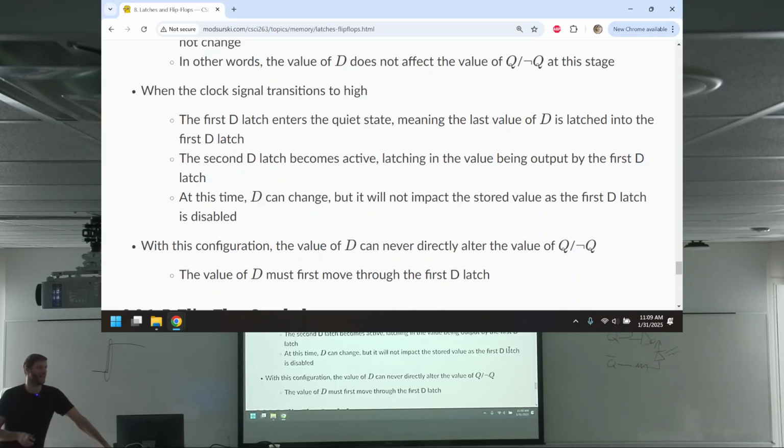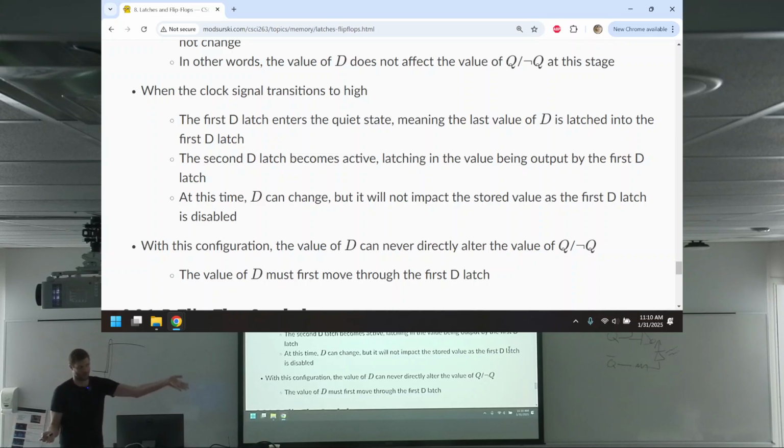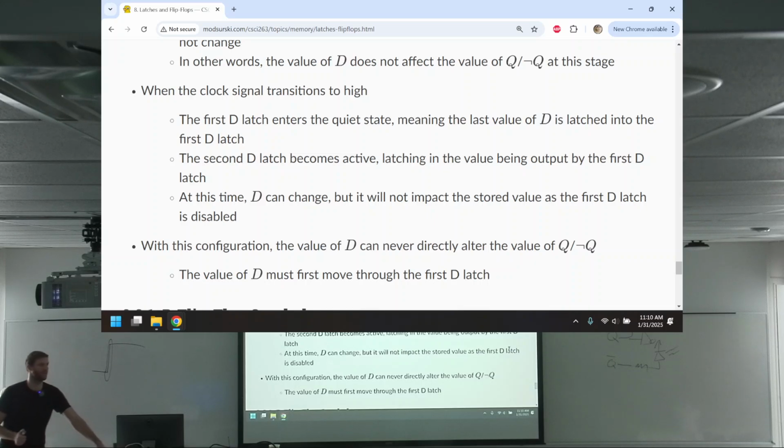The second D latch becomes active, latching the value being output by the first D latch. At this time, D can change, but will not impact the stored value on the first, as the first D latch is disabled, and thereby not allowing it to affect Q naught. With this configuration, the value of D can never directly alter the value of Q and not Q. It has to go through that first D latch.